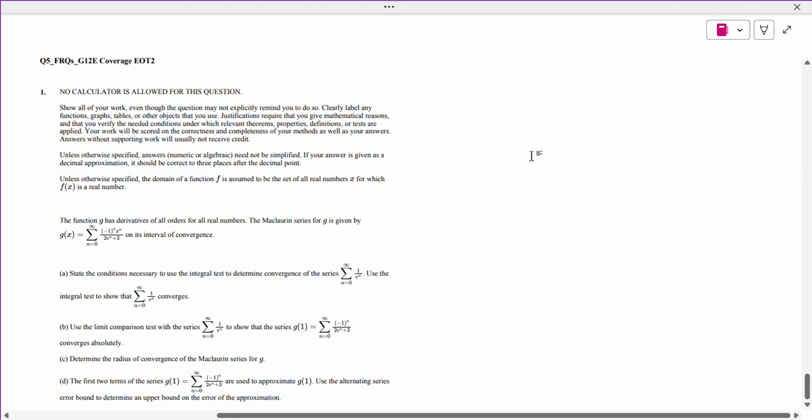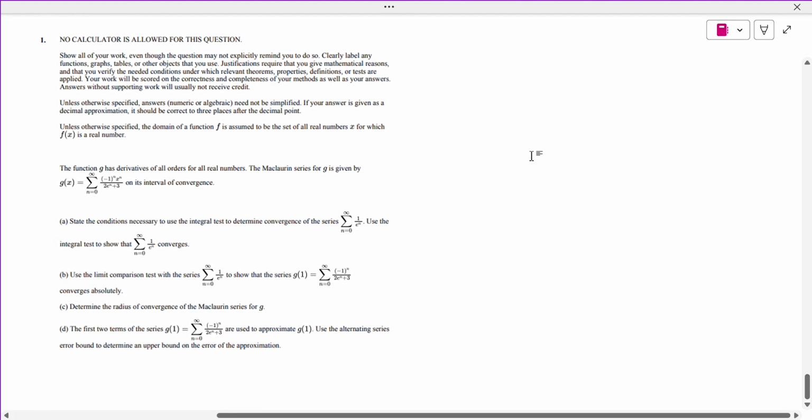Okay, so the function g has derivatives of all orders for all real numbers. The Maclaurin series for g is given, so g of x is the Maclaurin series for the given function on its interval of convergence. Part A: state the conditions necessary to use the integral test to determine convergence of the series, and use the integral test to show that the series converges, right?